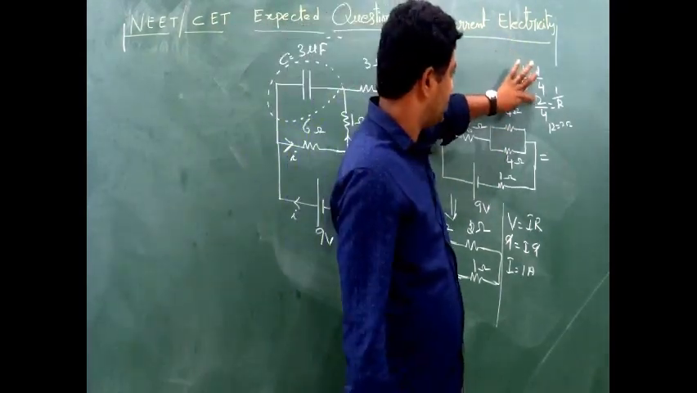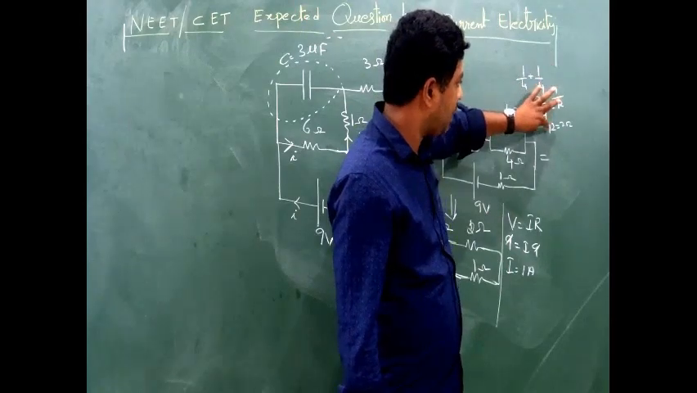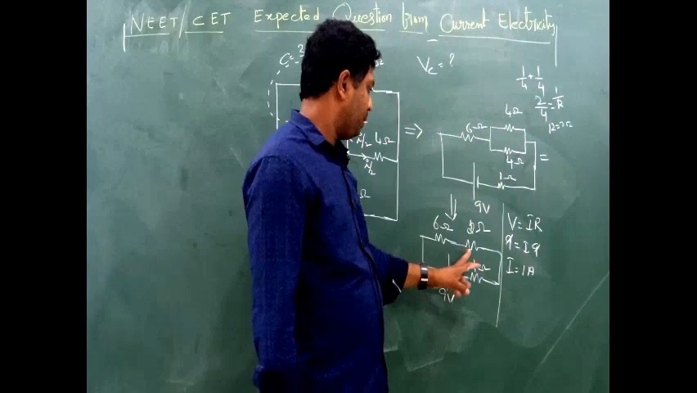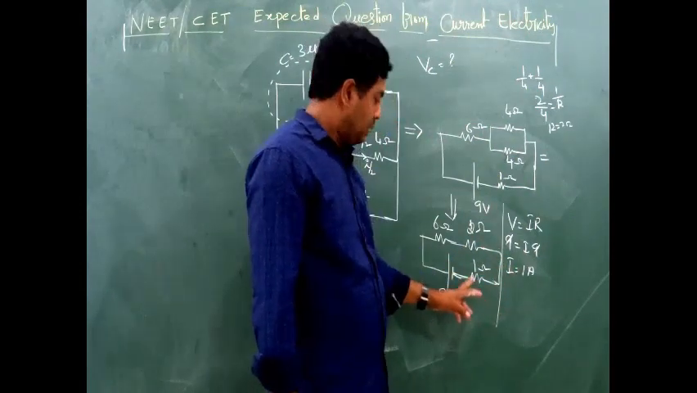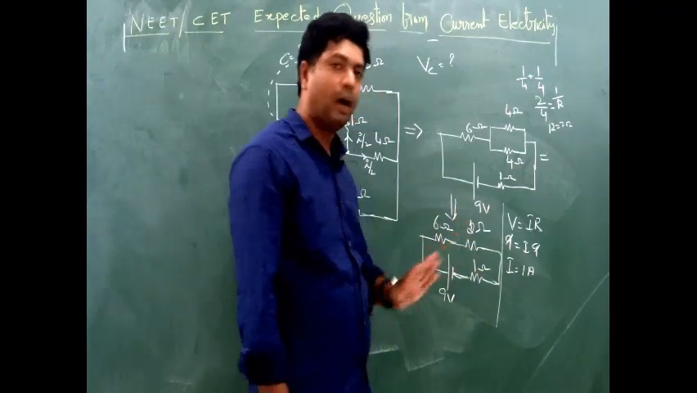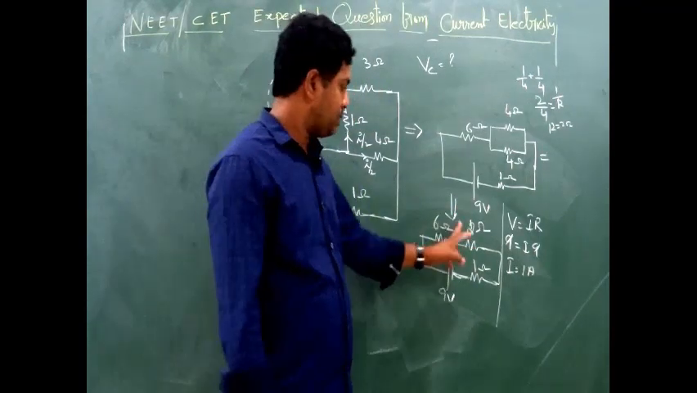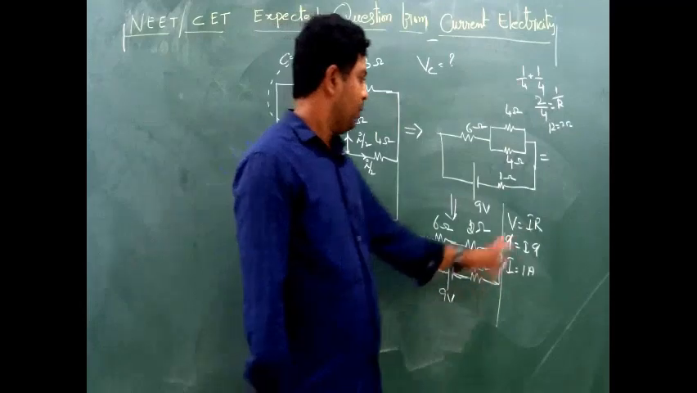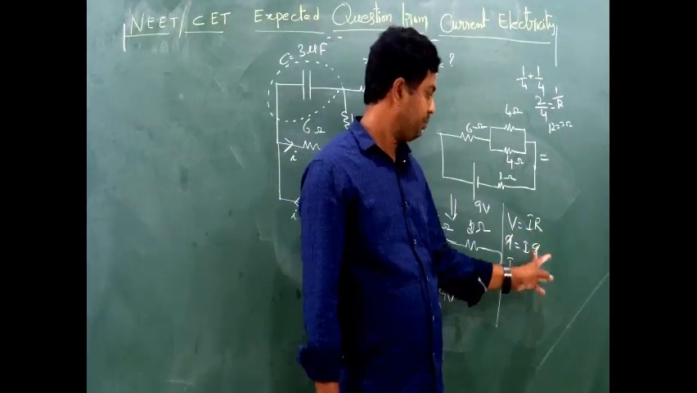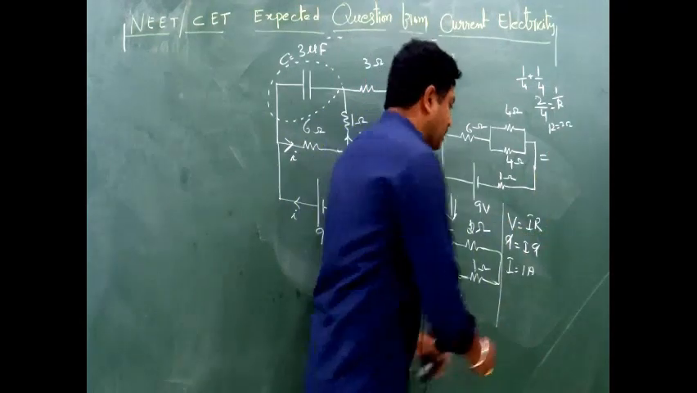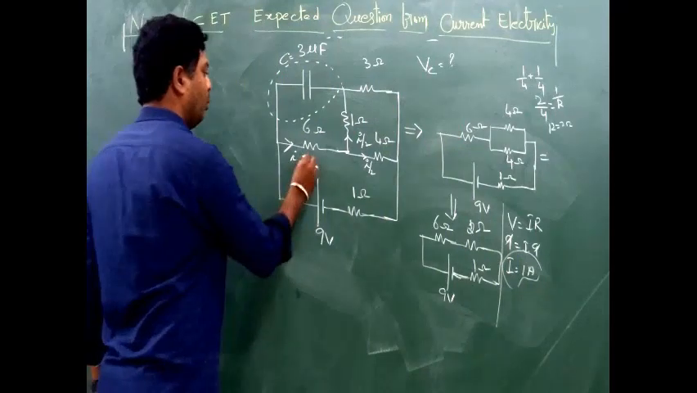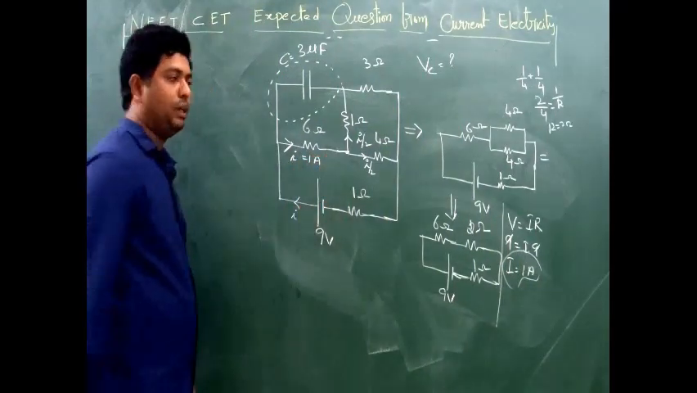So 1/4 plus 1/4 is equal to 2/4 is equal to 1/R, so R is equal to 2 ohm. This becomes 2 ohm and it is connected with 1 ohm, the internal resistance of the battery. This 6 ohm, 2 ohm, and 1 ohm are all in series: 6 plus 2 plus 1 is equal to 9. V is equal to I into R, where V is 9, I we do not know, and R is 9, whereas I is equal to 1 amp of current passing through this.